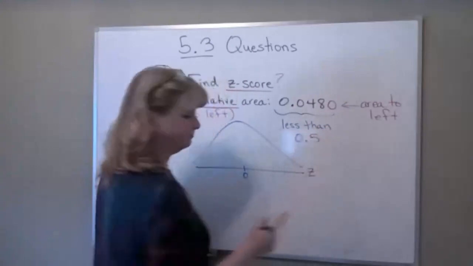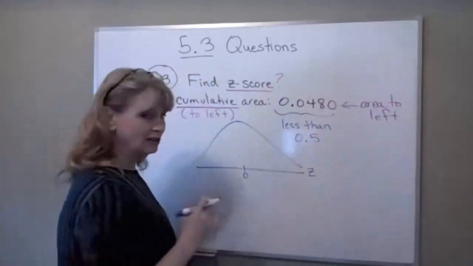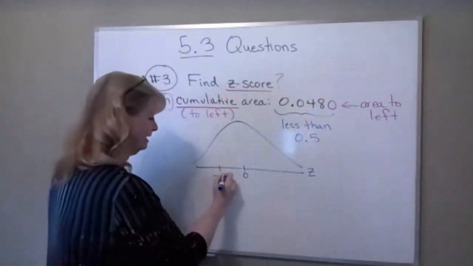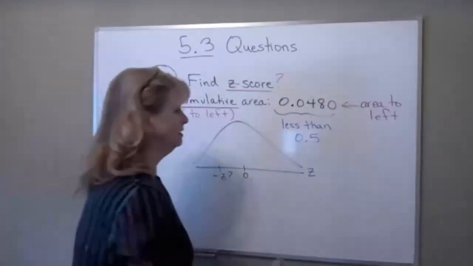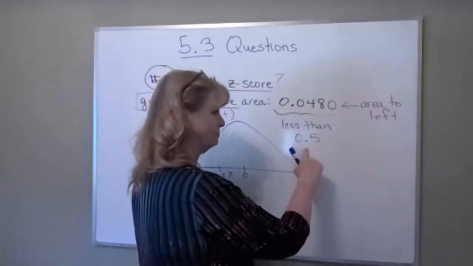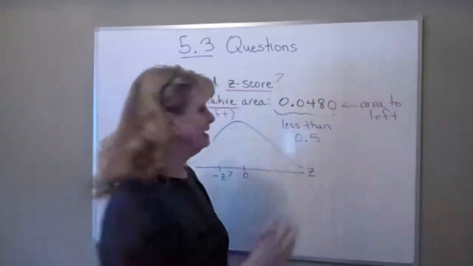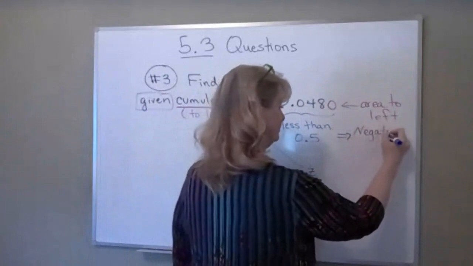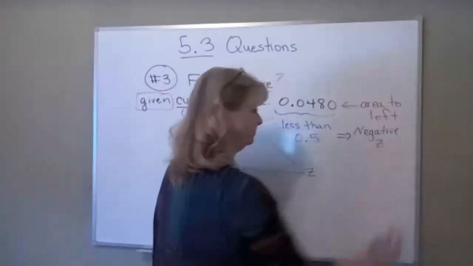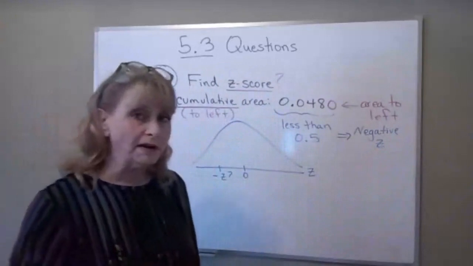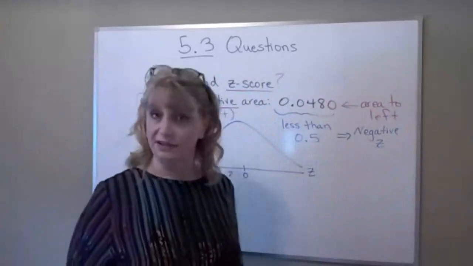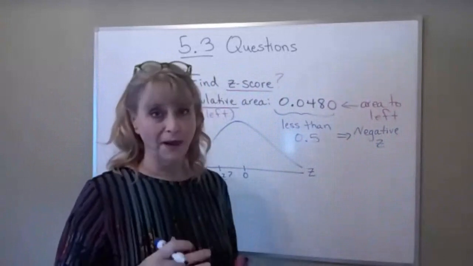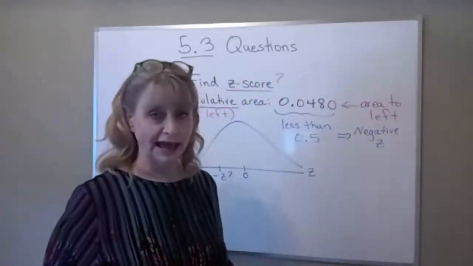0.5, which means the area to the left is less than half, which means this has to be a negative z over here. So since that area is less than 0.5, that means it is a negative z. If it was greater than 0.5, we'd know it was a positive z. Now this is important because if you don't know if it's positive or negative, you don't know which page of the z table to look at.